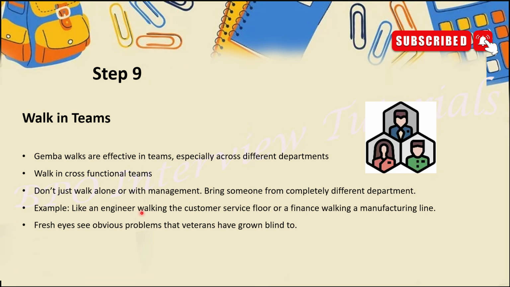For example, we can call an engineer to walk our customer service floor, or on a manufacturing line we can ask finance people to do a floor walk. We can do that. Fresh eyes will see an obvious problem that veterans have gone blind to. So you can understand this line.